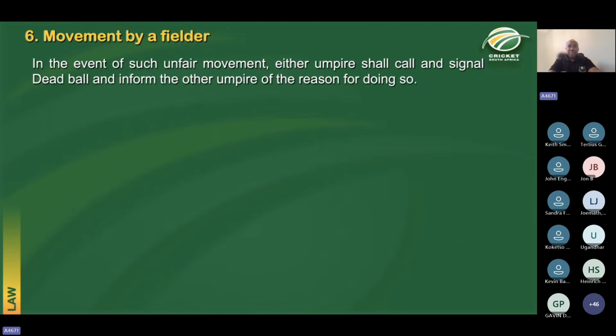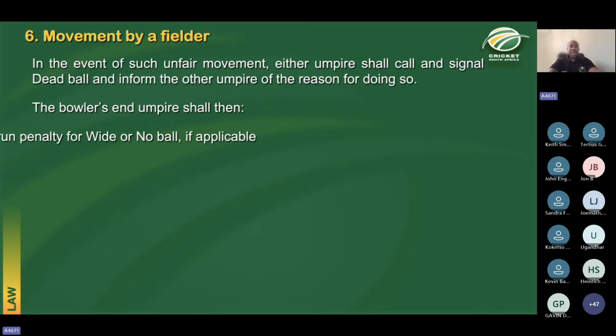So any other movement by a fielder before the striker has had a chance to play at the delivery is considered unfair. And what happens if a fielder has unfair movement? Either umpire shall call and signal dead ball. Whichever umpire saw the unfair movement first, they will call and signal dead ball, and they will inform the other umpire of why they've called and signaled dead ball.